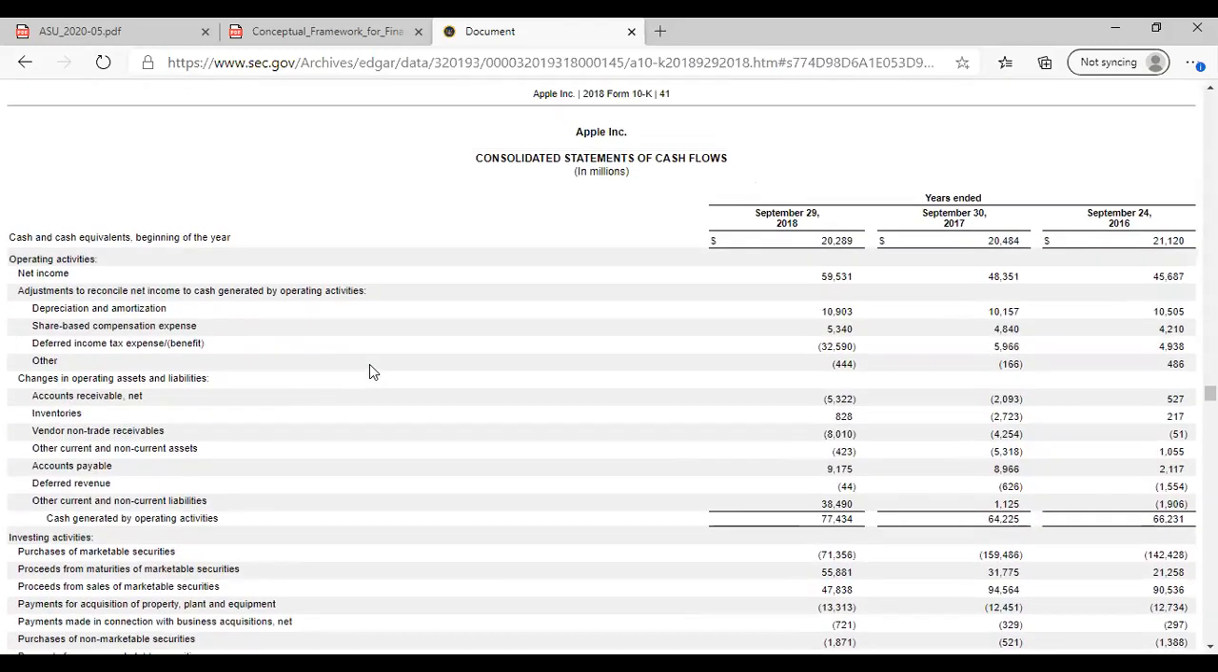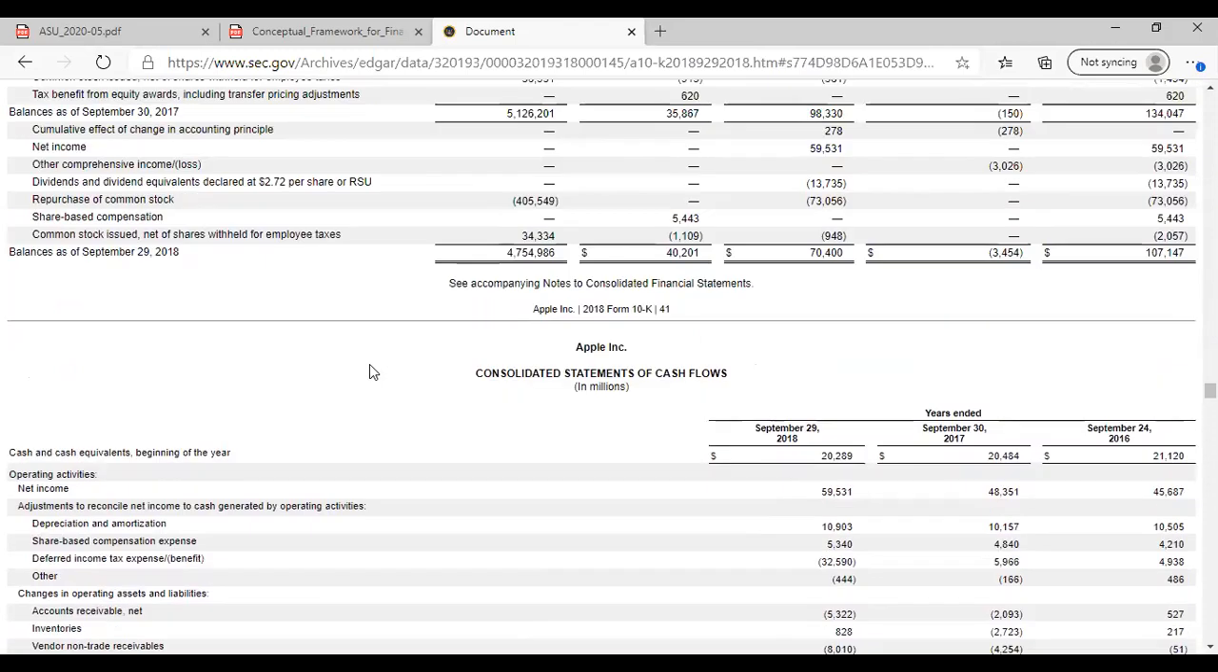But I just kind of wanted to show you the 10K report and some of the different information included in there. Let me stop sharing this now.